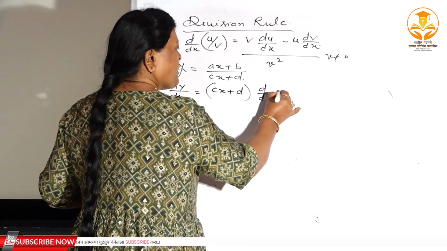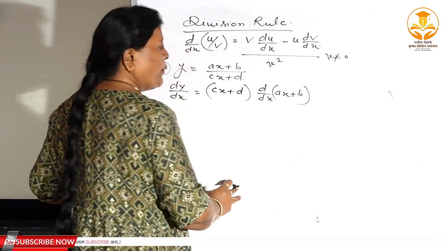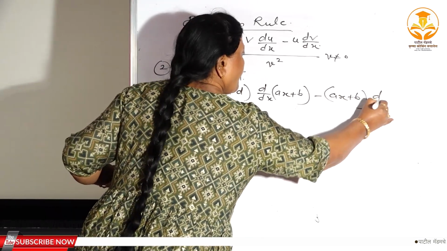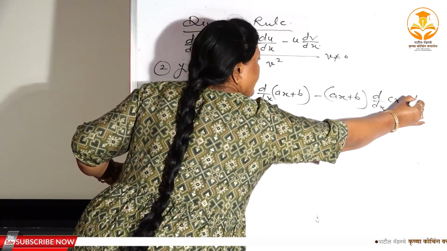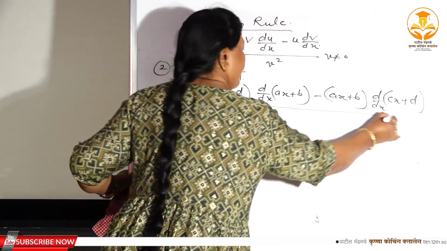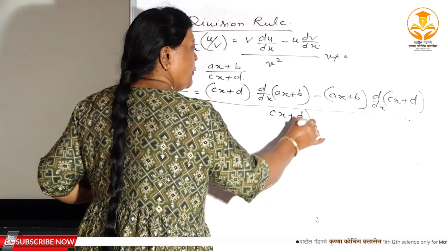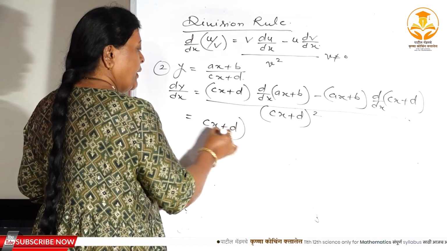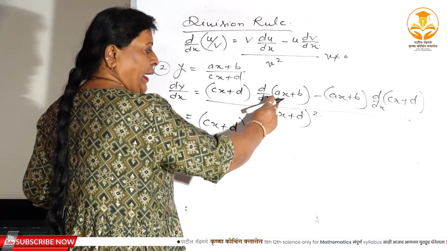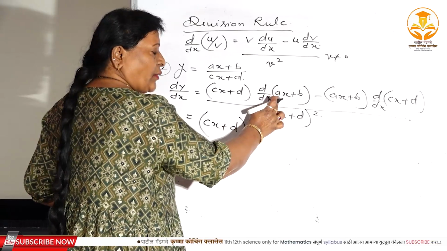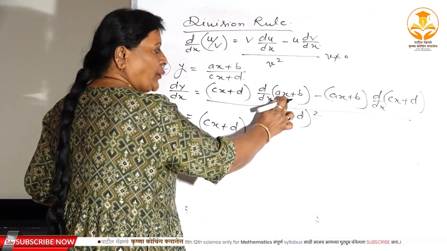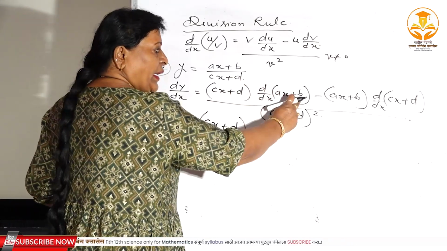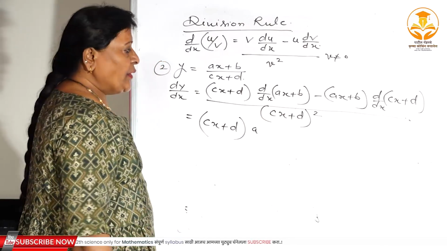d/dx of ax plus b. Take the derivative of the numerator minus numerator remain as it is. Take the derivative of the denominator d/dx of cx plus d, right? Divided by (cx plus d) whole square, right? See here, cx plus d remain as it is. The derivative of ax, that is always equal to a, because a is a constant. When a constant is multiplied to the function, the constant remains as it is, and the derivative of x is equal to 1. b again a constant, what is the derivative of b? That is equal to 0, right?